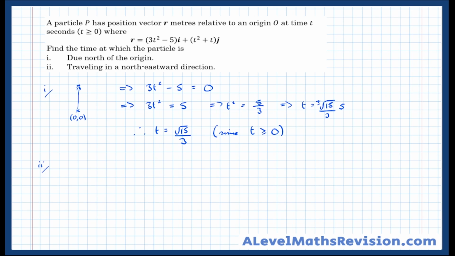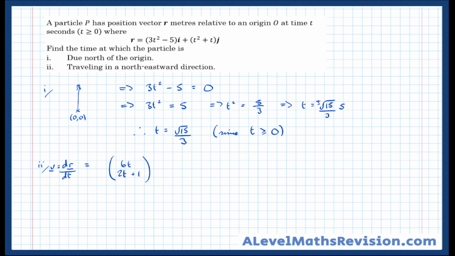Part 2, travelling in a northeastward direction. Now this, only slightly harder, but a little bit harder. Remember, direction of travel from the previous lesson was velocity. So we now need the velocity vector. So dr by dt, which is equal to velocity, is, in this case, so differentiate the i component, we get 6t. Differentiate the j component, we get 2t plus 1.